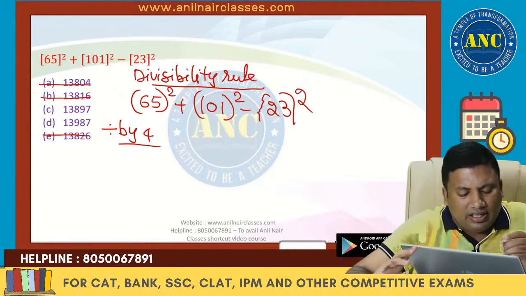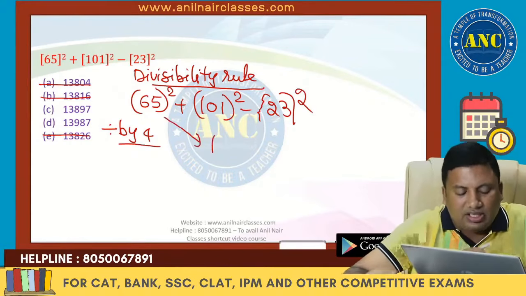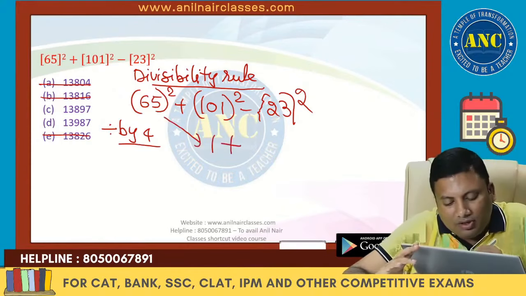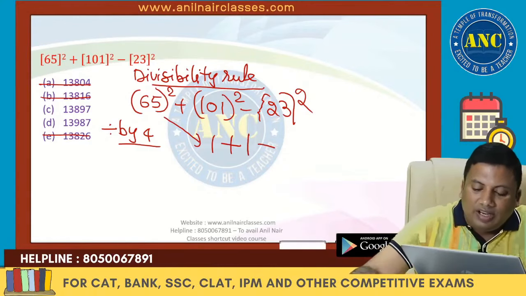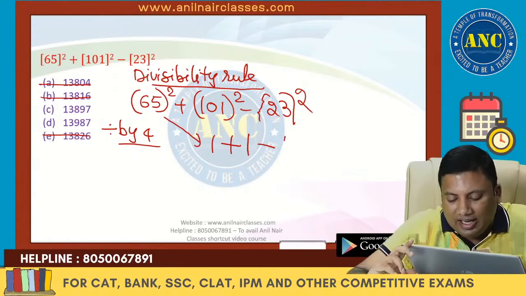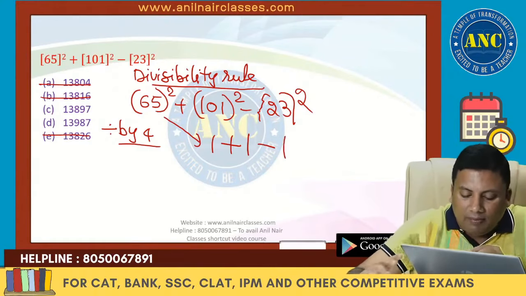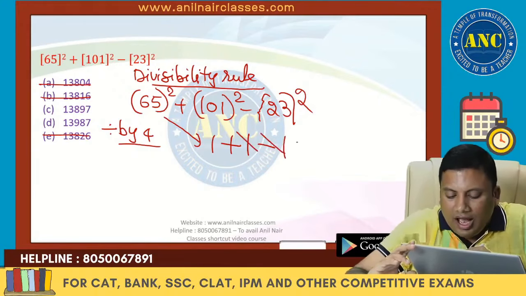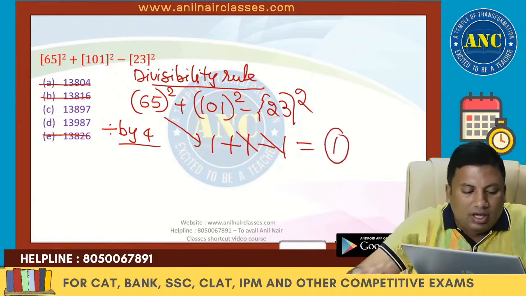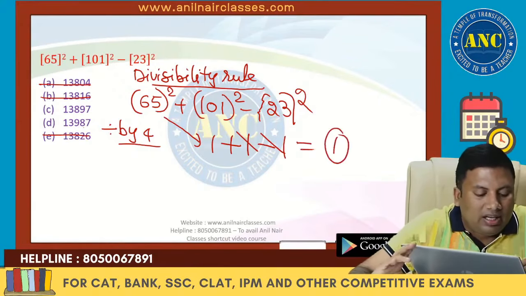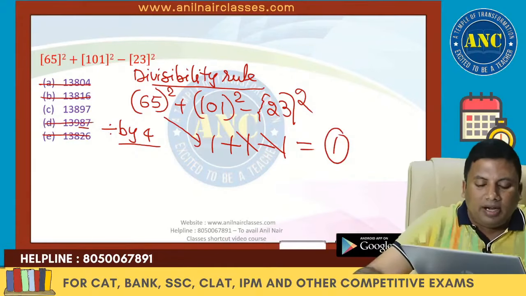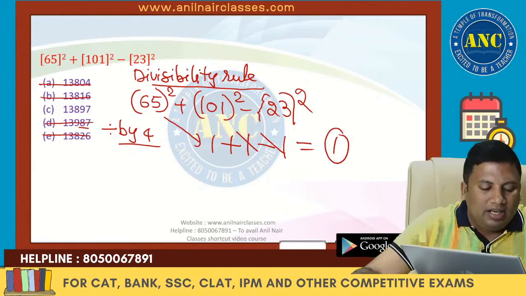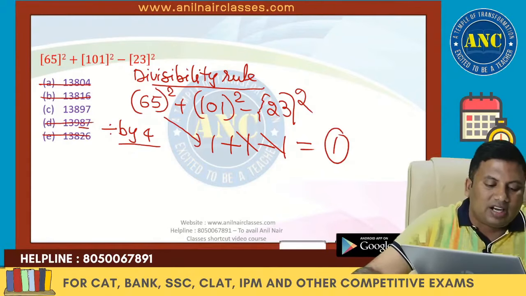Take divisibility by 4. 4 16s are 64, remainder 1. 4 25s are 100, remainder 1. 23, 3 square is 9. 9 divided by 4, remainder 1. The answer, when divided by 4, should give a remainder 1. 87, 4 21s are 84, it gives a remainder 3. So option D is out. I hope it is clear, right?